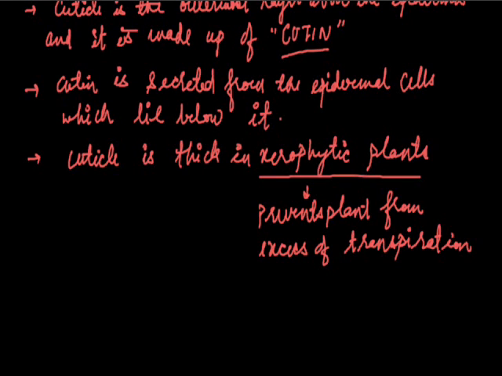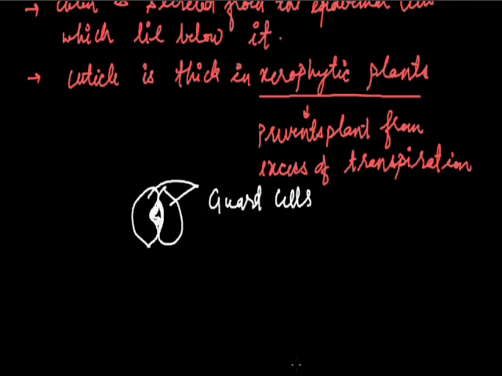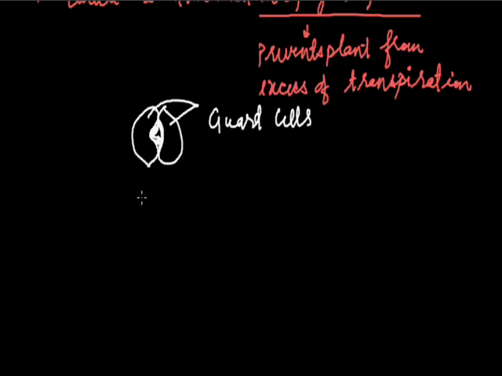As I already told you, this epidermis is not continuous at some places due to the presence of small pores called stomata. So if you see the diagram of a stomata, these are the stomata. These stomata have a thick inner layer. These two are the guard cells, and the shape is bean shape. So this is stomata. Stomata have guard cells. These guard cells are bean shaped.